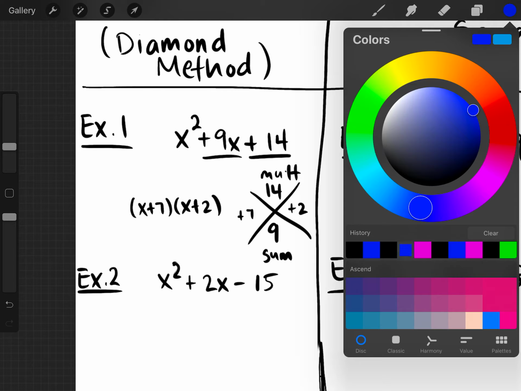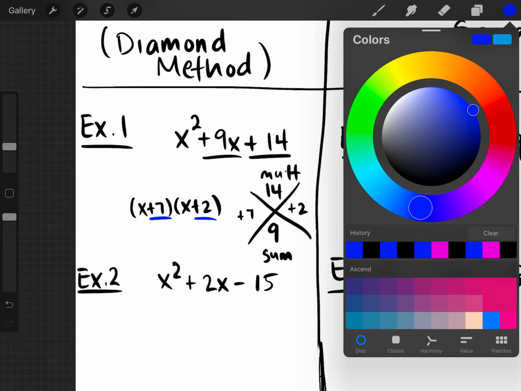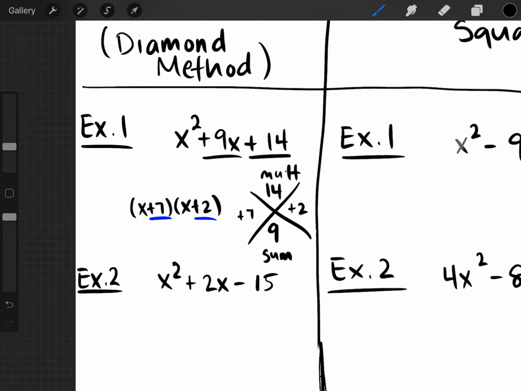If you notice, 7 and 2 are the two numbers that we exactly used for our diamond method, right? 7 plus 2 is 9. 7 times 2 is 14. That is your factored form, right?